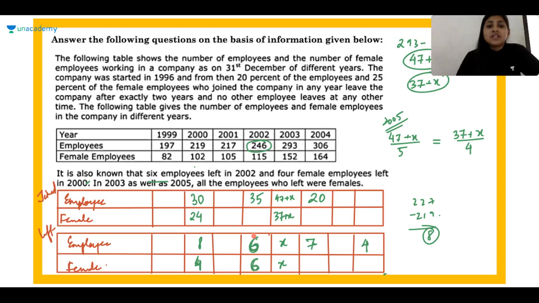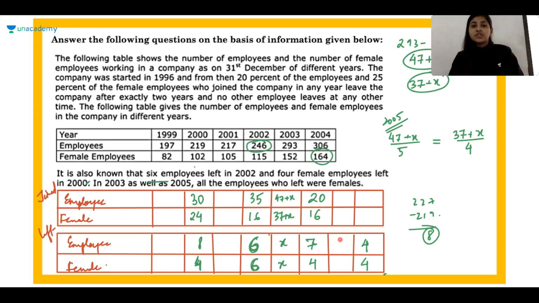If 6 leave here, this number should have become 99. Instead it became 115, which means 16 would have joined here. If 16 joined there, 4 would have left here. If 4 would have left here, this number should have become 148: 152 minus 4. But instead it became 164, which means how many would have joined in the same year? 164 minus 148, that is 16 again. Yeah, 16, which means 4 would have left again.